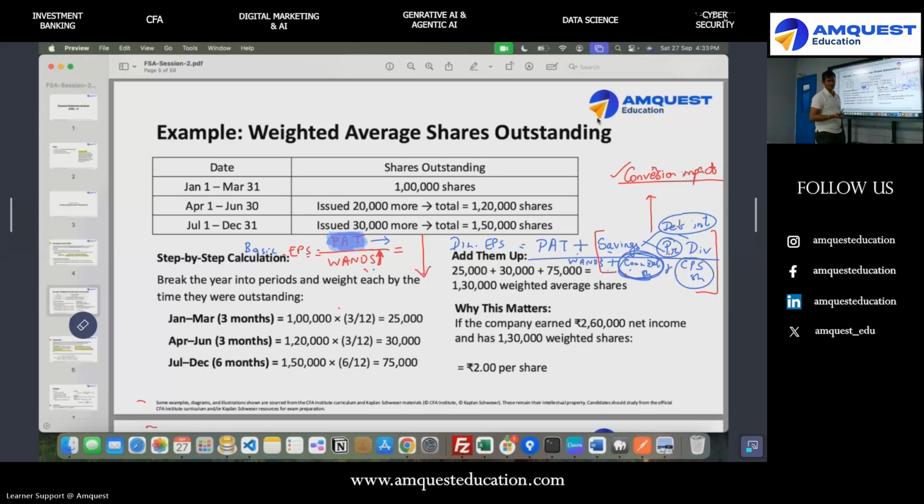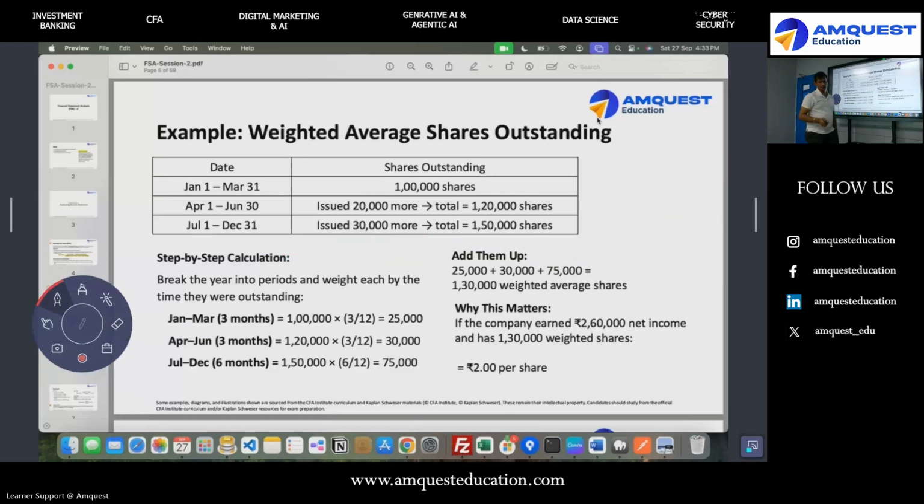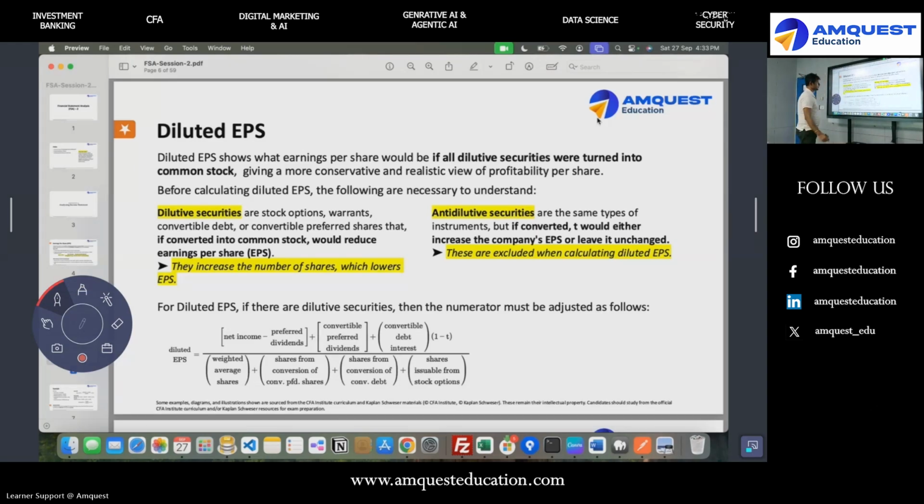So conversion impact is added. Clear? Okay, now let's look at how to solve a summary. So let's look at the summary formula.